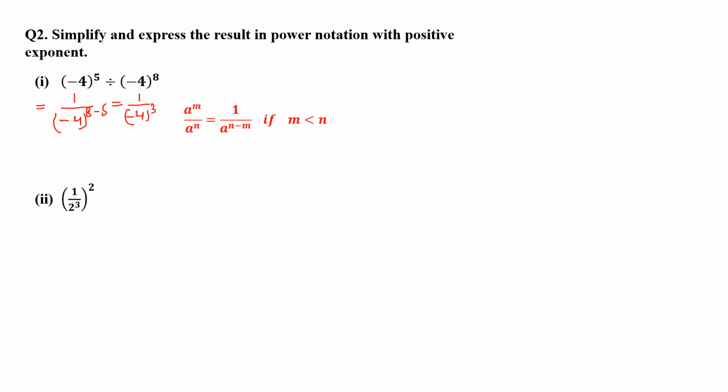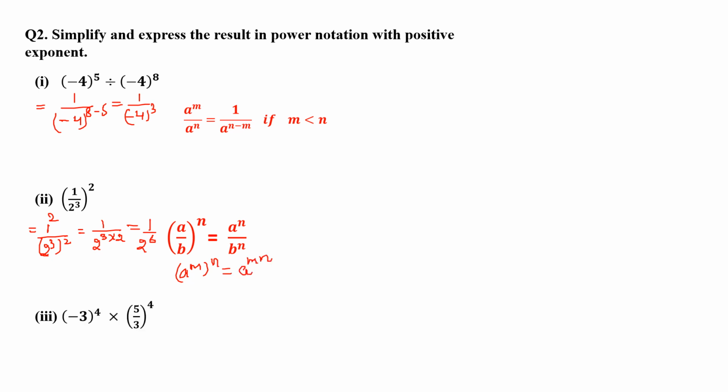Now moving to the next question, (1 by 2 cube) whole square. So here the law which I am going to use is (a by b) whole n equal to a to the power n divided by b to the power n. So here I can write it as 1 square divided by (2 cube) whole square. And 1 square I know is 1 only. And (2 cube) whole square, I am going to use the power law. So it will be 1 by 2 to the power 3 into 2, and it will give me the answer as 1 by 2 to the power 6. So here one more law I have used, which is (a to the power m) whole n is equal to a to the power mn.